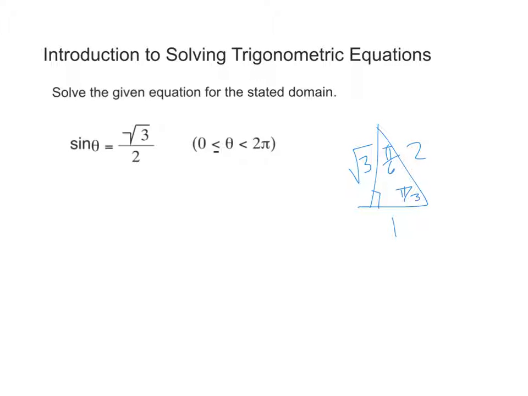We need to look at that triangle and say, which of these two angles, these are our choices, have a sine of root 3 over 2? Which means an opposite side of root 3 and a hypotenuse of 2. Well, the hypotenuse is 2, so that's fine. But which angle is opposite the side root 3? Pi over 3, right. So what that means is, for this equation, the reference angle is pi over 3.